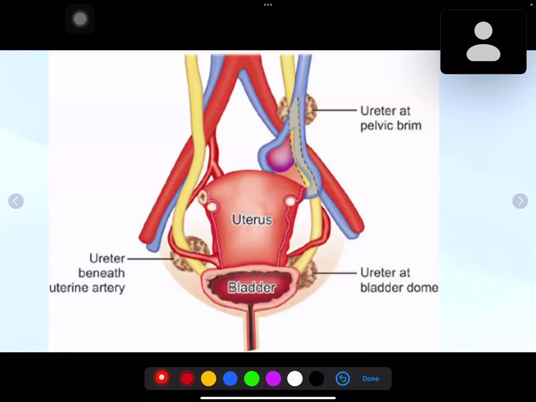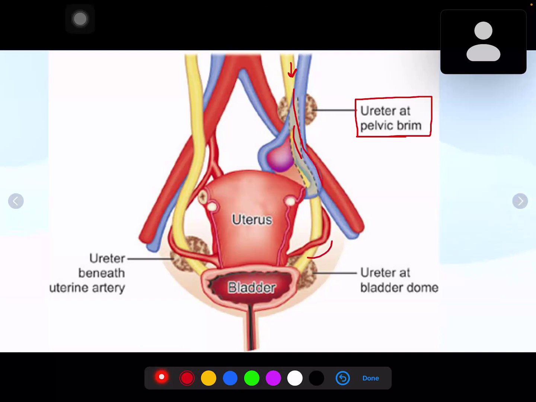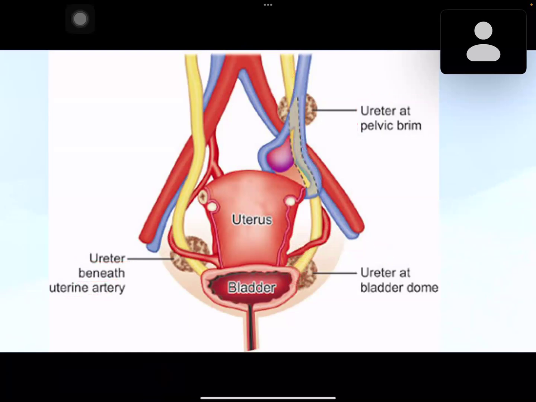If you see this diagram, this is only the pelvic root of the ureter. Here the ureter is at the pelvic brim, and this yellow is the ureter. It is going behind, to the interior of the internal iliac artery, and then here, if you see this relation, this is the uterine artery. So the uterine artery is crossing the ureter. This is the level of the uterine artery, and here the ureter is going to the bladder. Here the ureter is just 2 centimeters from the cervix, very close to the cervix. So the ureter is beneath the uterine artery. This is a very important relation of the ureter.